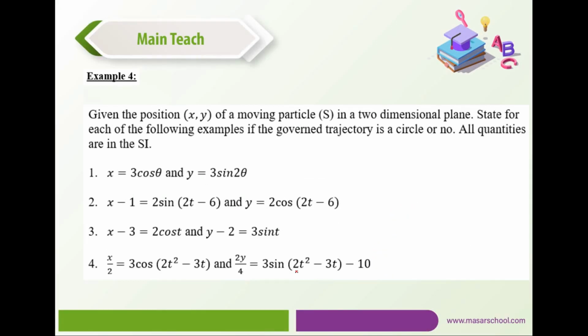Now example 4. Given the position x, y of a moving particle s in a two-dimensional plane, state for each of the following examples whether the governed trajectory is a circle or not. All quantities are in the SI. We just need to state, no need to do any calculation.